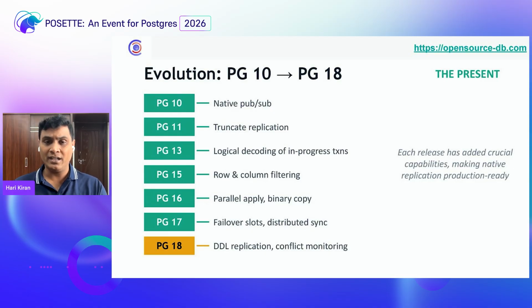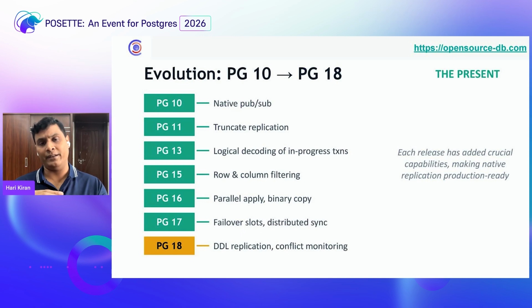Once logical replication landed in the core of PG10, the community just did not stop, right? Every subsequent major release has added meaningful improvements. And this slide gives us the entire timeline. What happened on PG10, what happened in 13, 14, 15, and so on and so forth, right? But let's just double click on PG10. It gave us the basic publish and subscribe model, right? And then PG11 added the truncate replication. Previously, truncate was not captured by logical decoding, right?